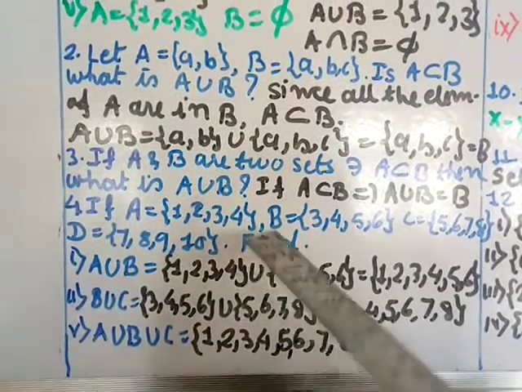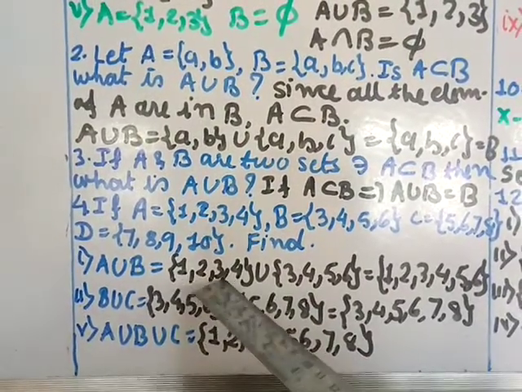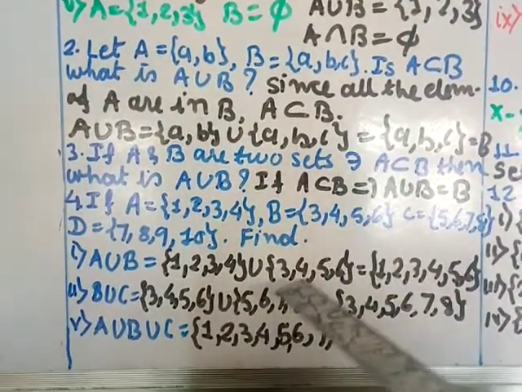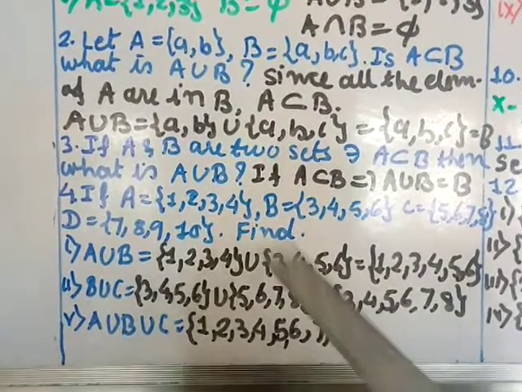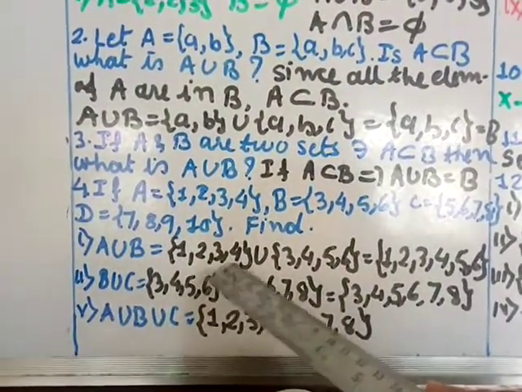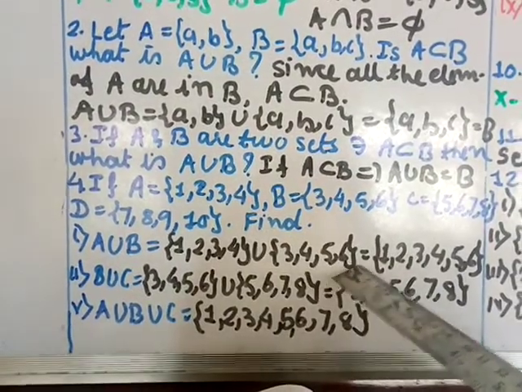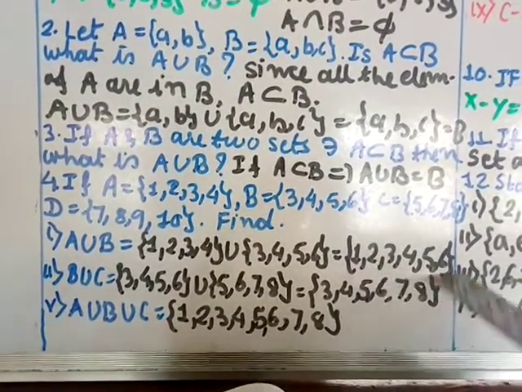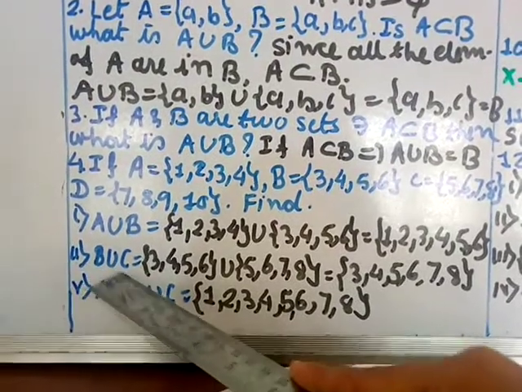So I write first set A given here, that is 1, 2, 3, 4, and B that is given here, 3, 4, 5, 6. So all the elements of A and B, which are included in both. So here 1, 2, 3, 4. Now 3, 4 already came, so 5, 6. So 1, 2, 3, 4, 5, 6. This is the union.